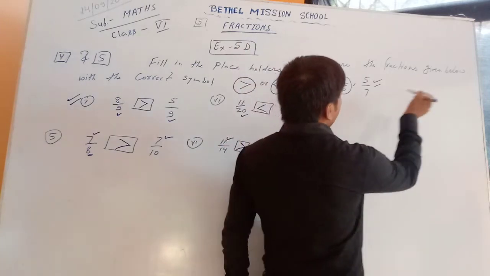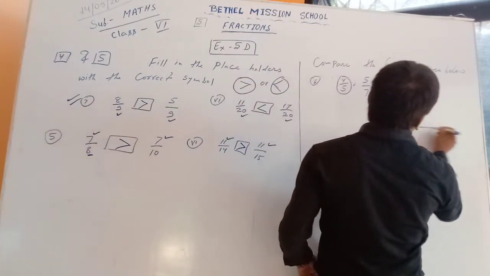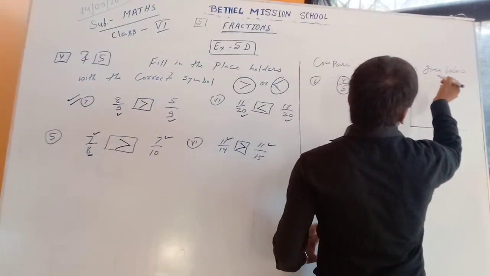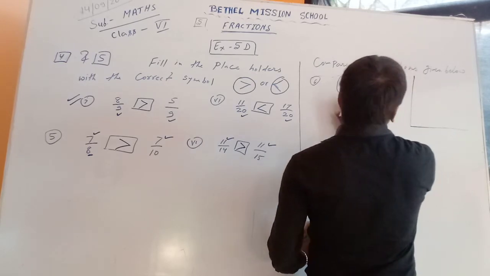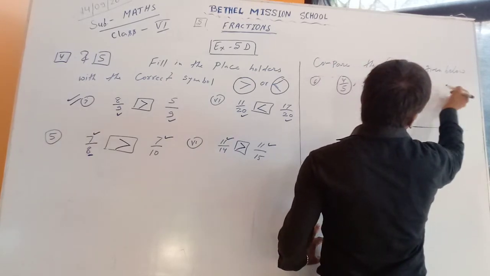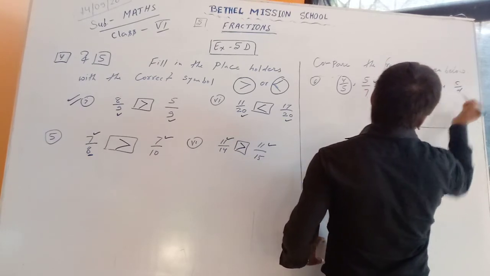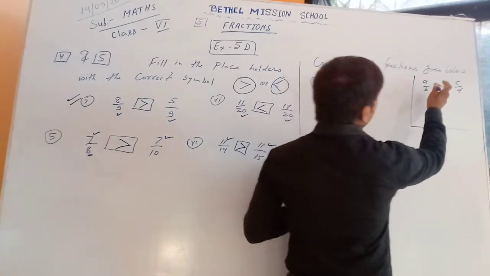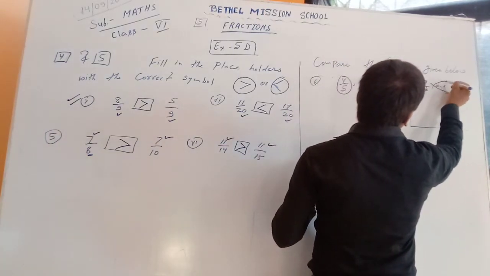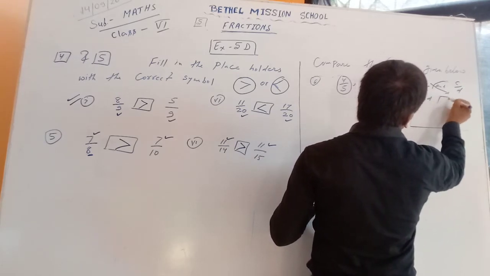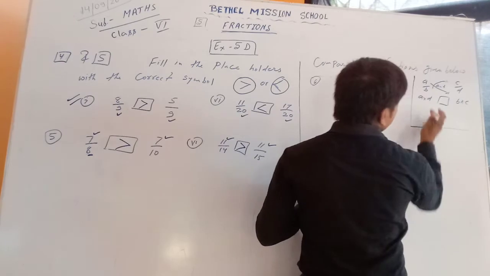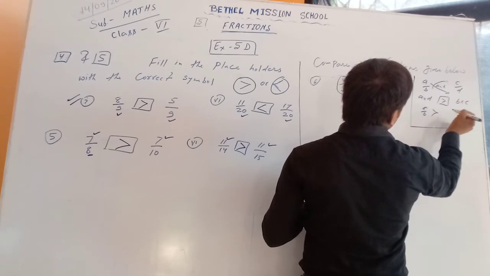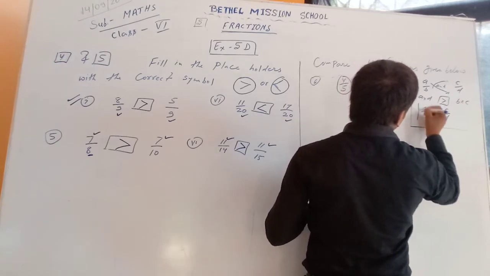Now I am going to teach you a small theory that I taught you in the previous class. If two fractions A upon B and C upon D are given, then take the cross products, A into D and B into C. If A into D is greater than B into C, then A upon B will be greater than C upon D.